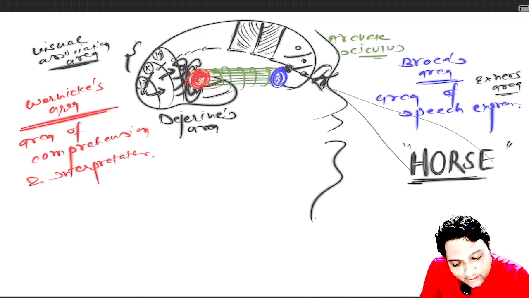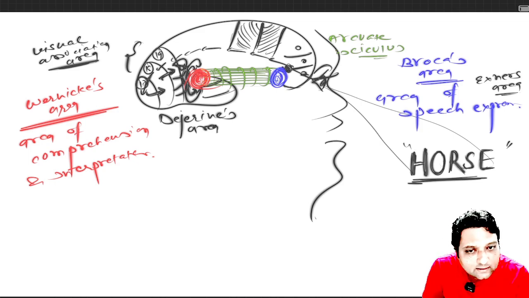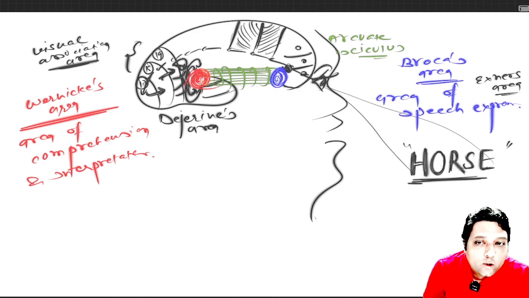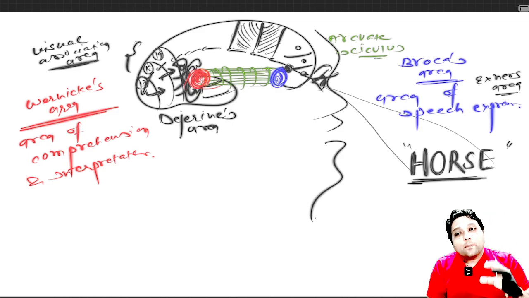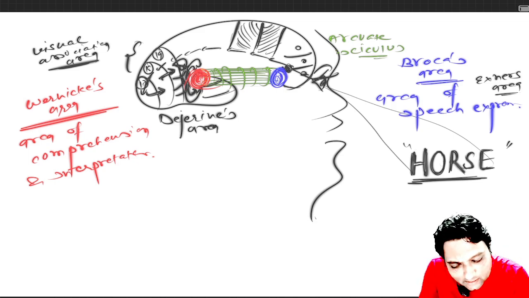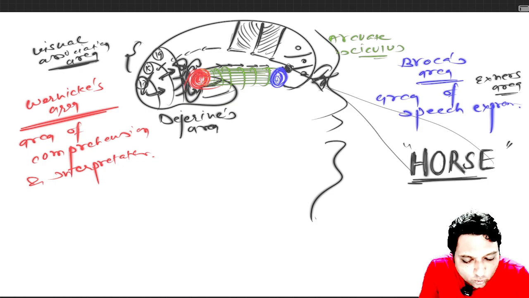So basically, the primary area receives information, the secondary visual cortex analyzes information, the tertiary visual cortex recognizes information, and after recognition, the visual information is communicated to Gyrin's area and Wernicke's area, and then you get the meaning or image of the horse in your mind. And then this information from Wernicke's area goes to Broca's area.